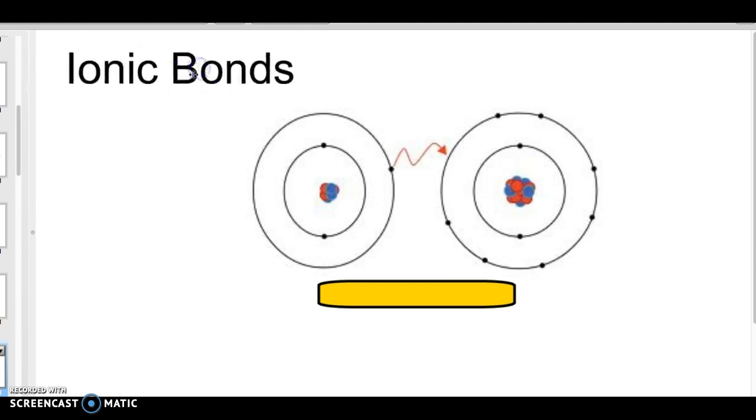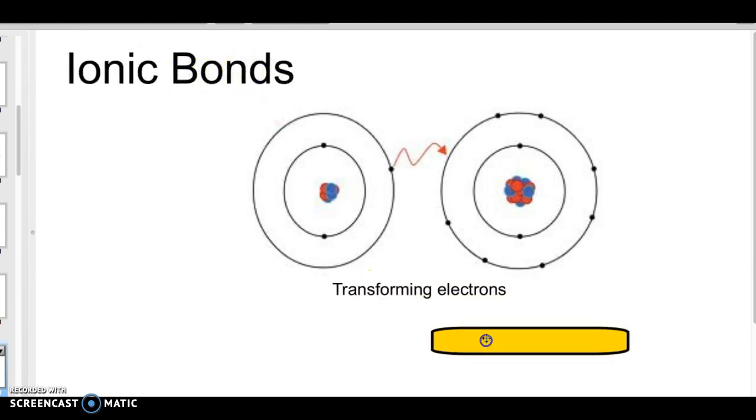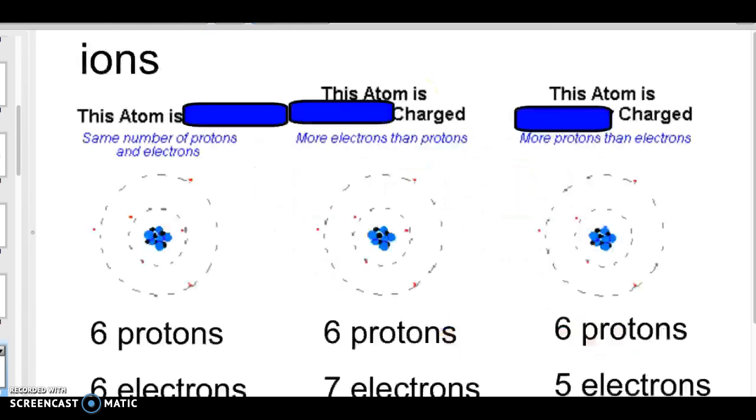Ionic bond is the other type of bond. In an ionic bond, you're transferring electrons, so you're giving and taking of electrons. And when you give and take away electrons, you get a slight charge. So when you lose an electron, you become more positive, and when you gain an electron, you become more negative, and it's the attraction between those two charges that allows them to bond together.